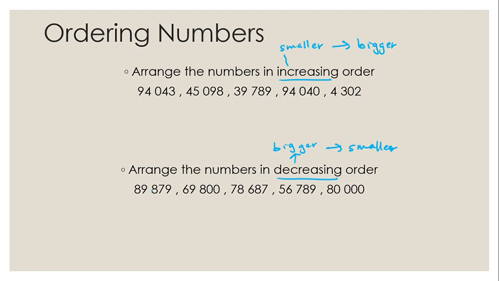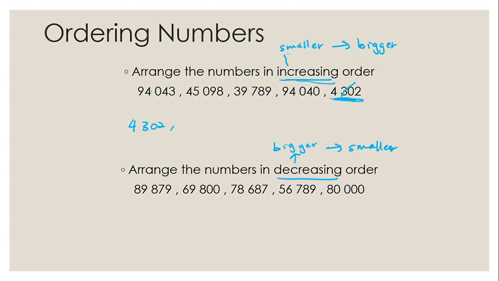Now, let's say we have this question. Arrange the numbers in increasing order. It means we arrange from smaller to bigger. So we check the smallest number first. Among all these 5 numbers, we have this number which is only in the thousands. It's 4,302. It's 4 digits, so it's in thousands. So this is the smallest. We put this first, and then this one is done.